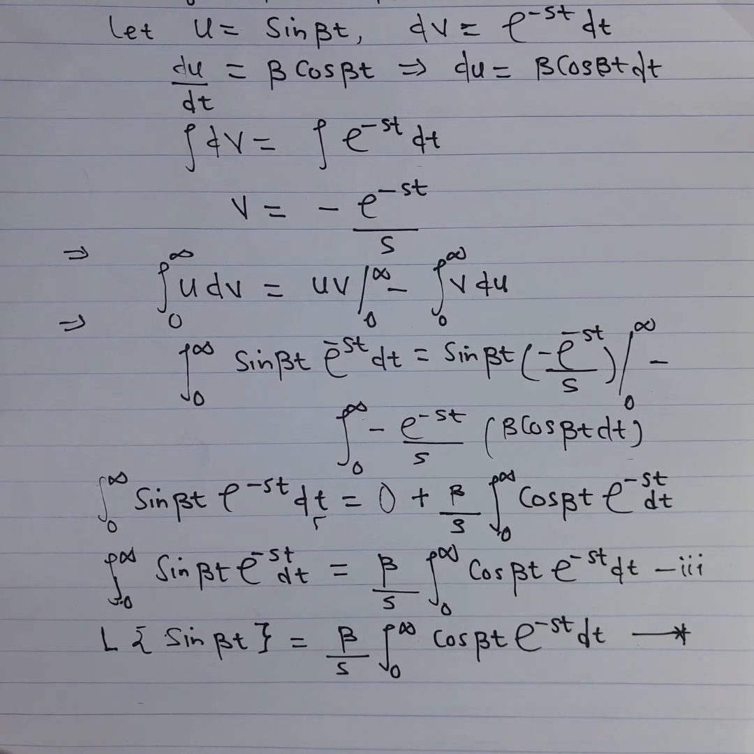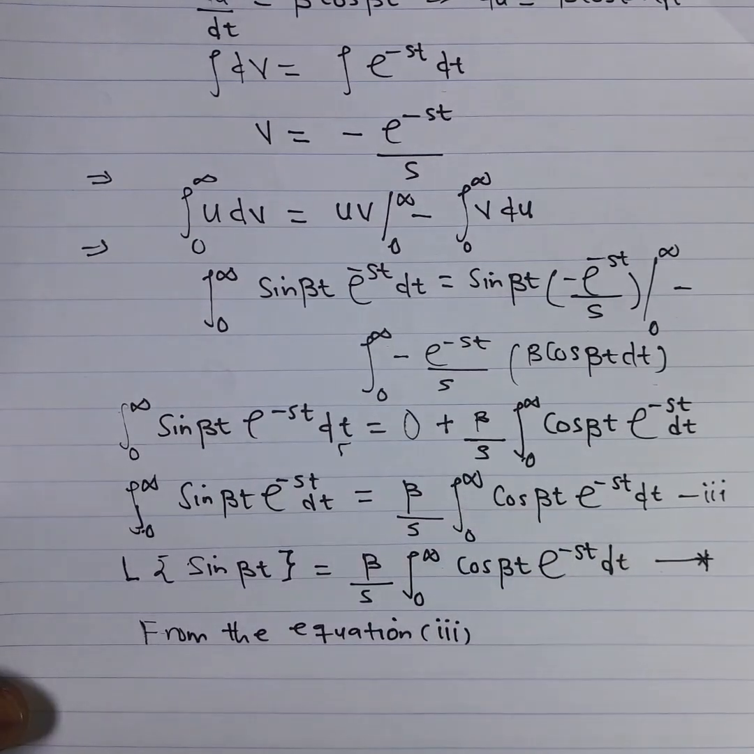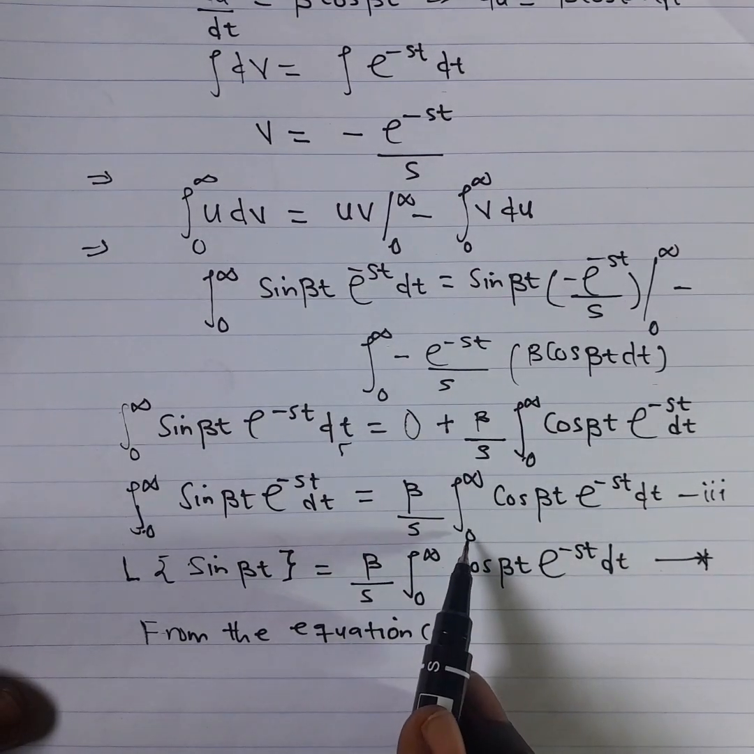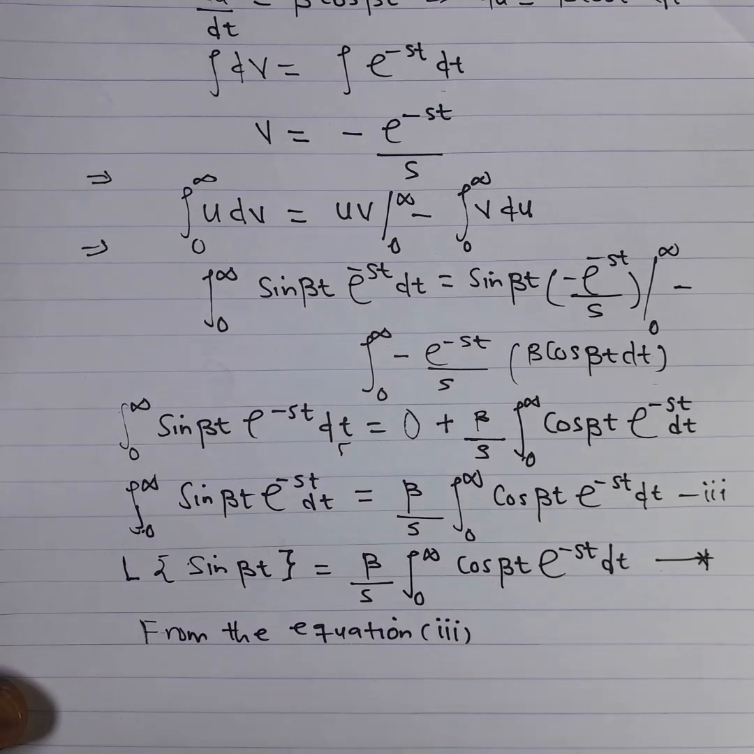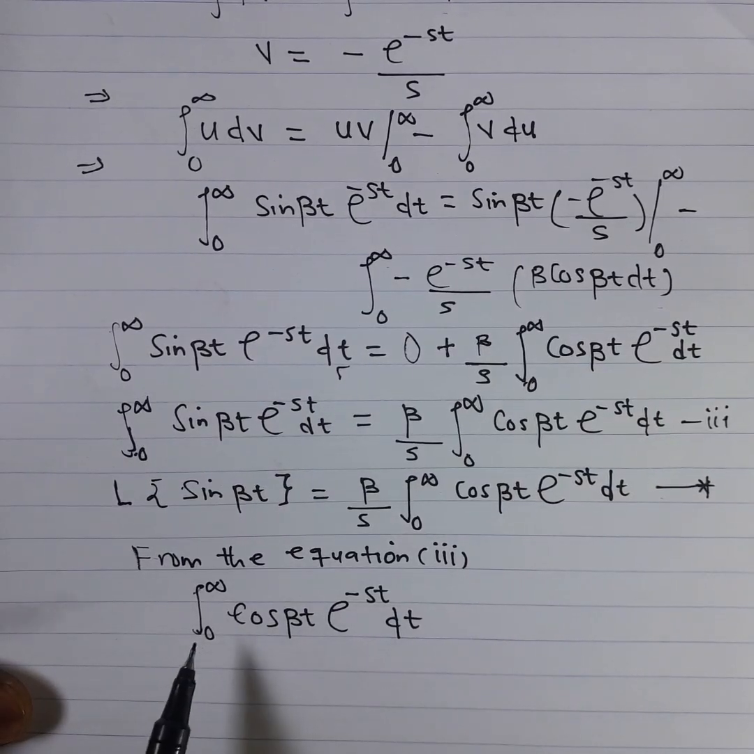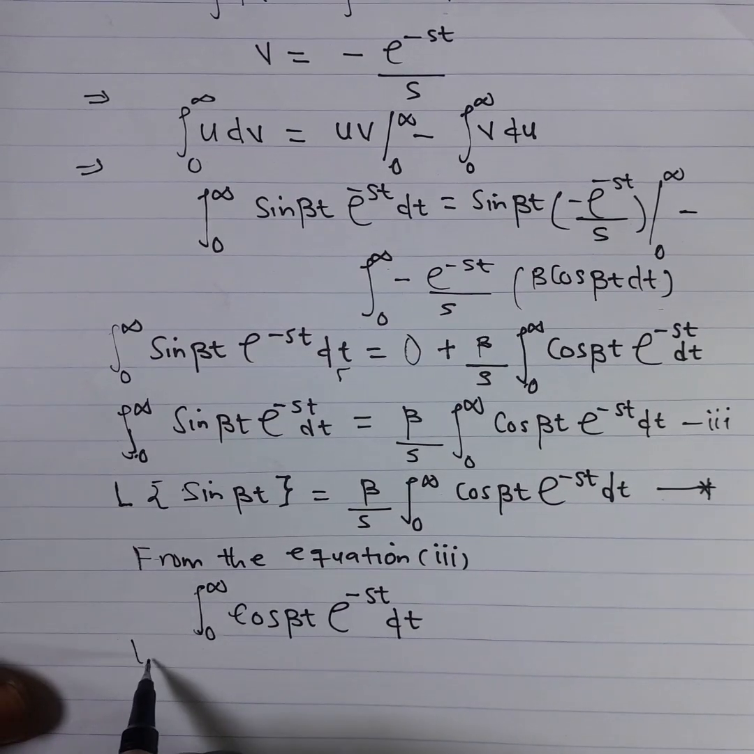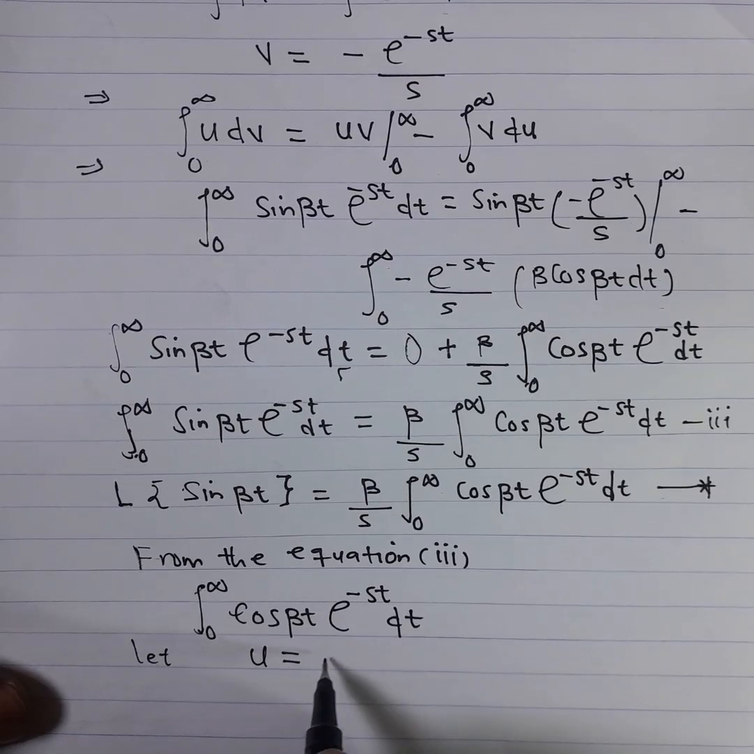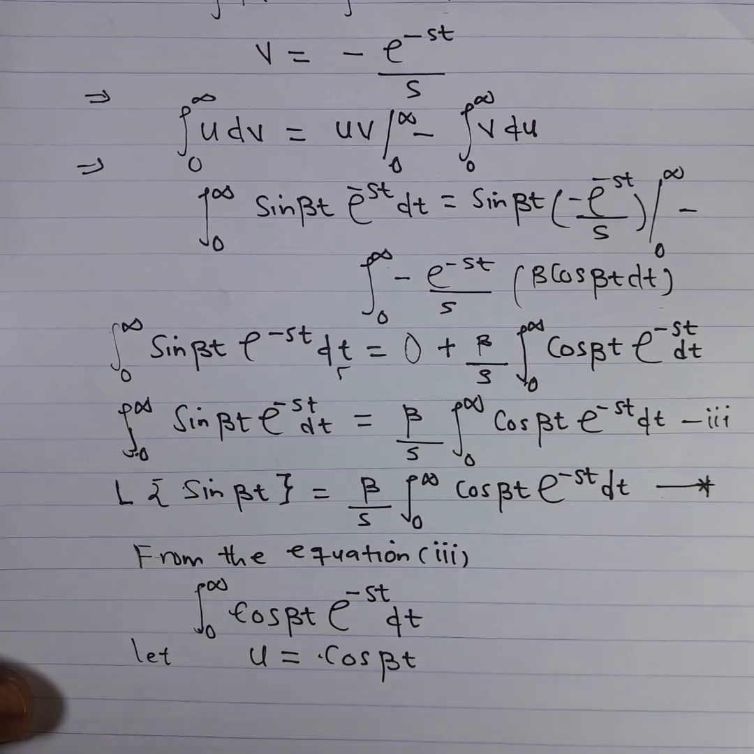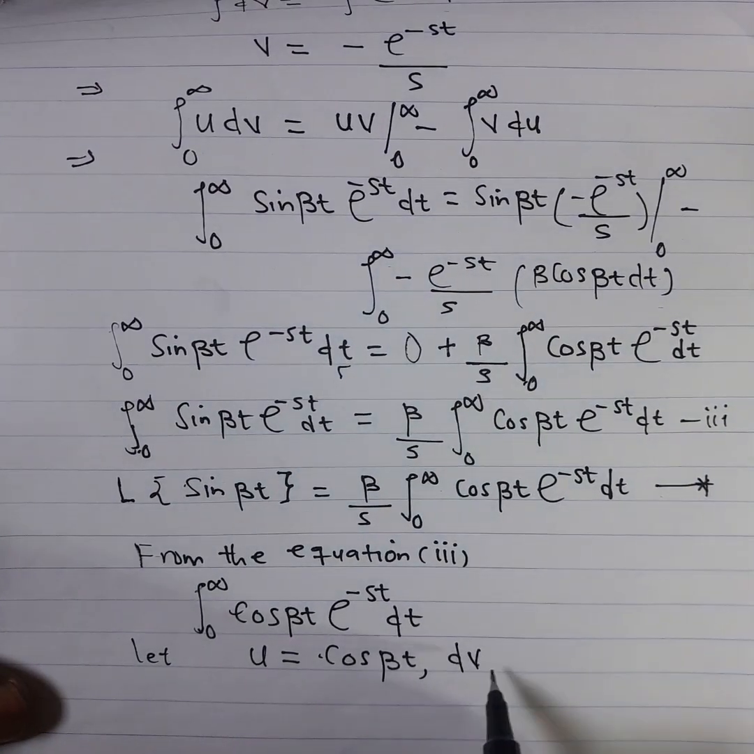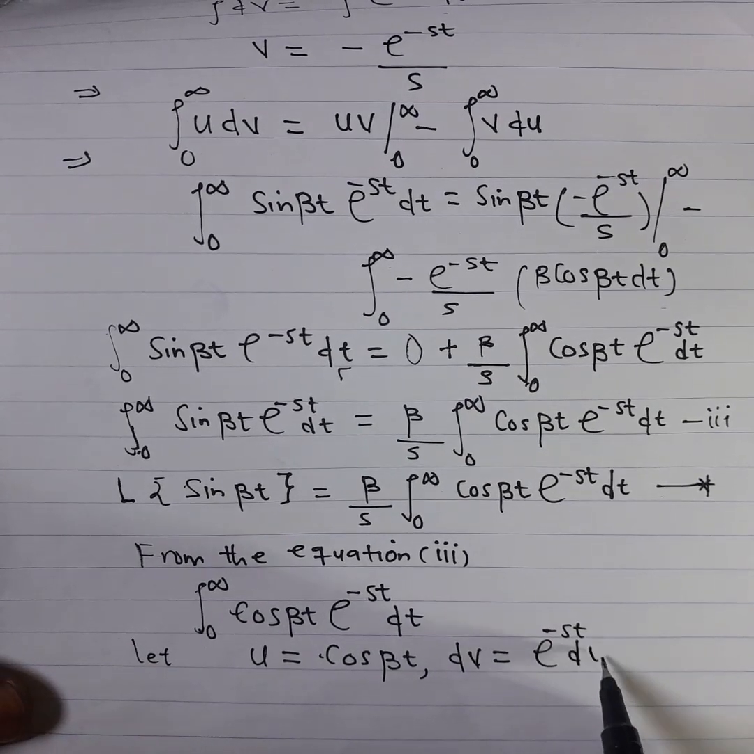So now the next thing is, from equation 3 that we have here, we also want to obtain the integral from 0 to positive infinity of cos beta t exponential minus st dt. This one is also integration by parts. So to solve this, we can let u equal cos beta t and d phi equal exponential minus st dt.